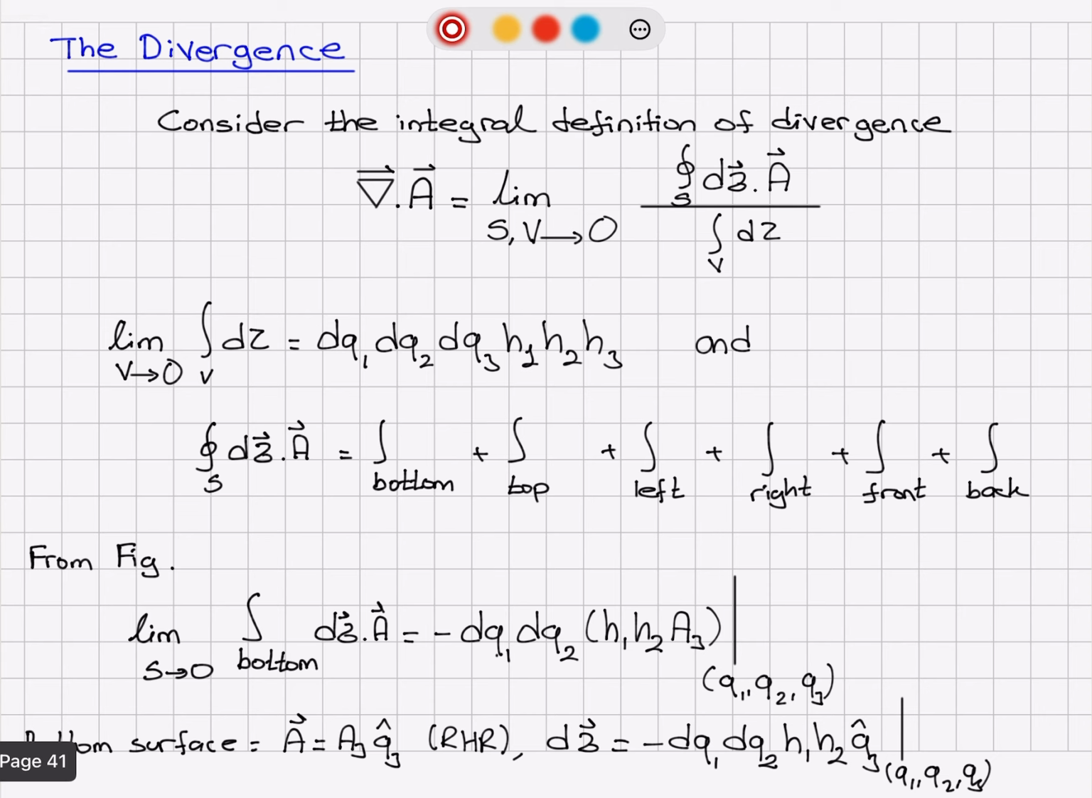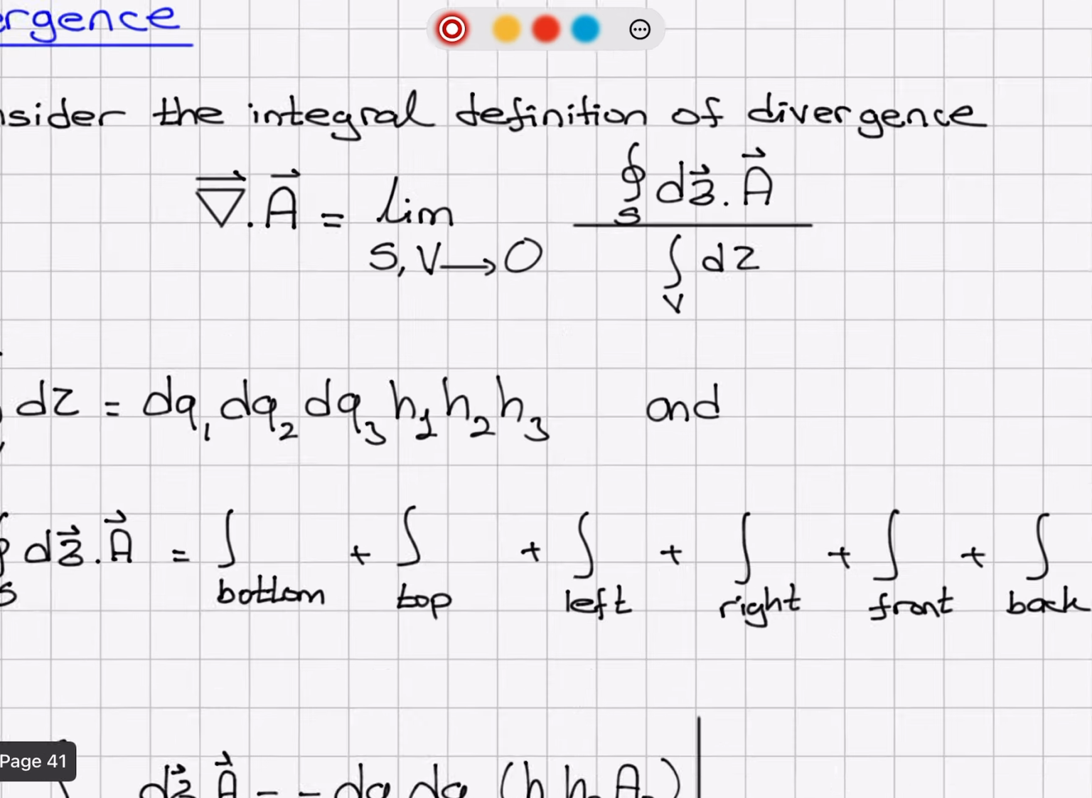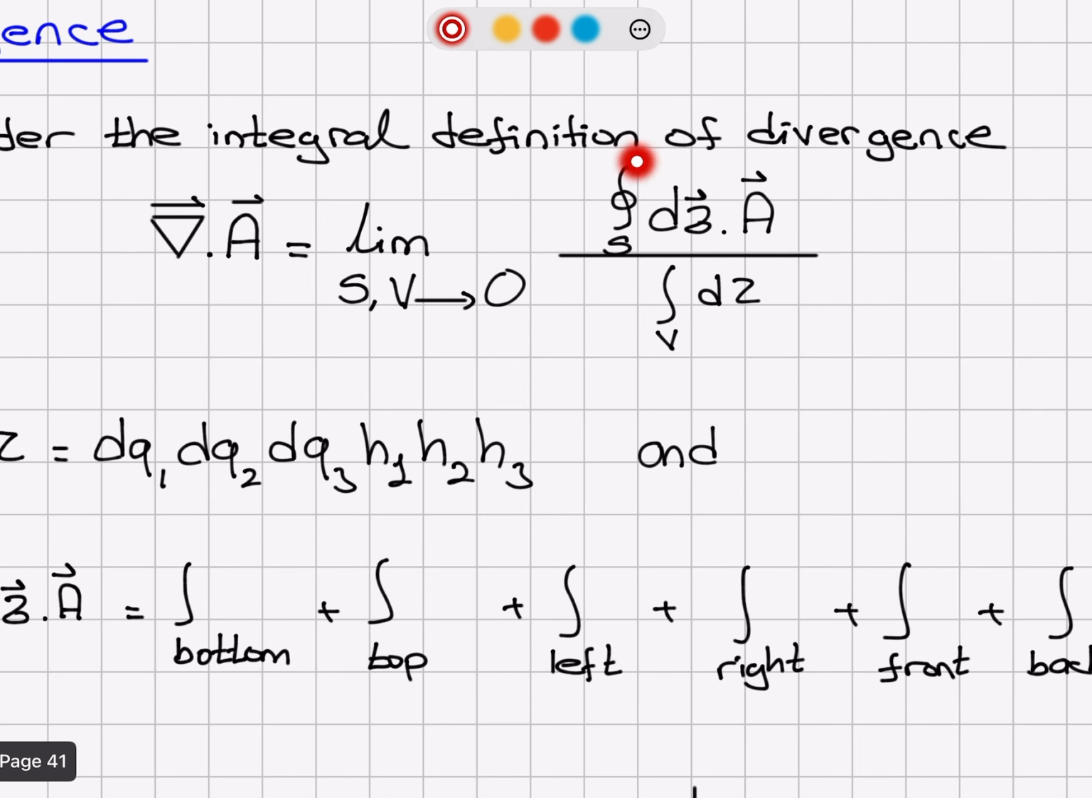First, I wanted to recall the meaning of divergence. The divergence being positive implies that I have a source of field lines, divergence being negative, a sink of field lines, divergence being 0, the number of field lines entering a region is equal to the number of field lines leaving the region. The integral definition of divergence is the limit as S and V go to 0 of the closed surface integral d sigma dot A divided by the volume integral d tau. So this is basically the differential area vector dot product with vector A.